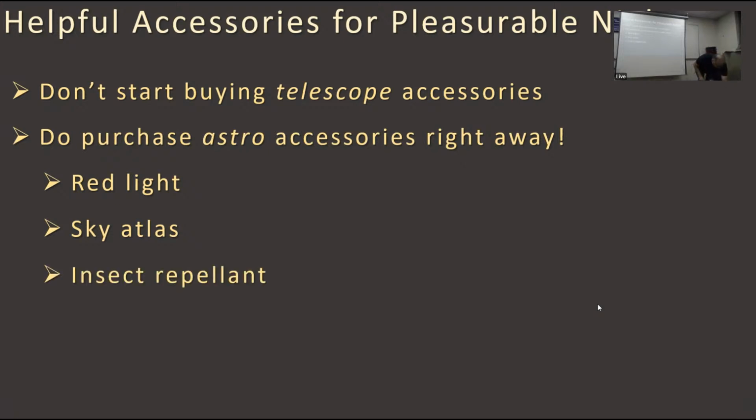Insect repellent. Okay, in the summertime, nothing sucks it out of you more than having your blood sucked out of you by the bugs. You can use sprays and DEET and stuff like that. If you do, that's fine, but don't spray it around where your telescope is. Go off somewhere off to the side and DEET yourself up and then come back.